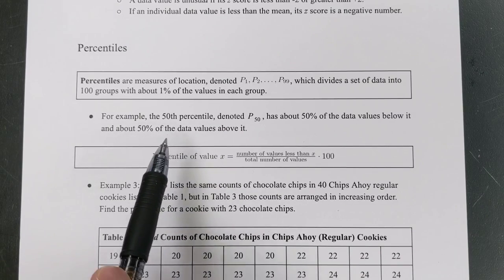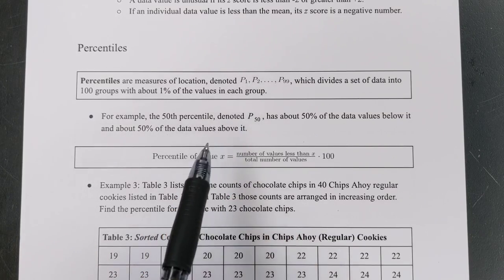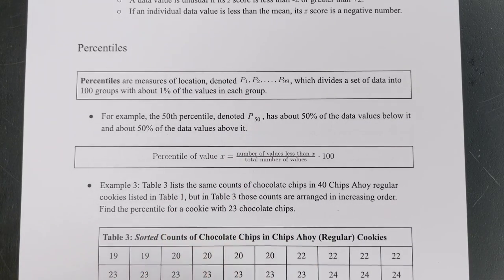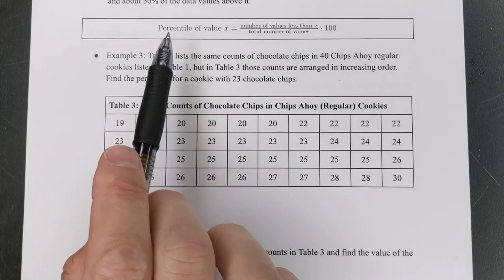So the 50th percentile, 50% fall below your score. Up here, P2, the second percentile, 2% of values would be below your score, so on and so forth. Okay, so example 3 here. Oops, sorry. There's your formula for percentile value.